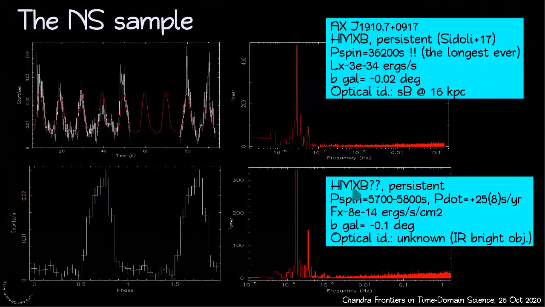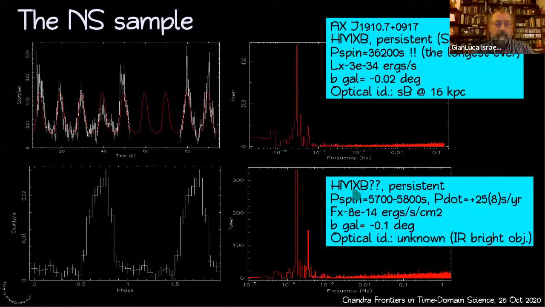A couple of particularly interesting cases for neutron stars. I would like to focus on this object here, AX J1910, which is an intermediate-mass X-ray binary. It's a persistent object, and we detected a 36,200 second signal, which we believe to be related to the spin period of the neutron star, which in this case would be the longest one. This is because there is also an optical identification, a supergiant B star at 16 kiloparsecs, and there is no way to put such a binary system in an orbital period of 36,200 seconds.